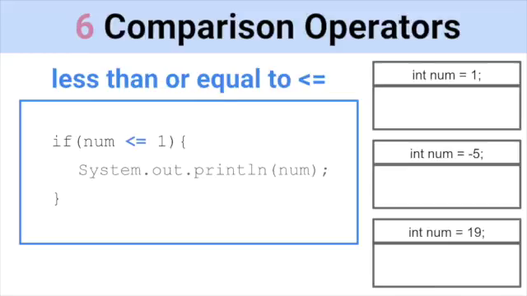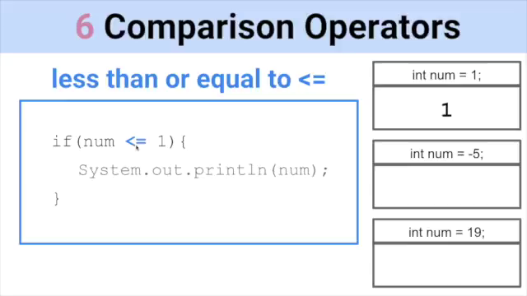Now we have less than or equal to. This is very important that you do the less than sign first and then equal to. If you switch these two around, it's not going to work. So be very, very, very careful. The less than goes first. So less than or equal to. Okay, is 1 less than or equal to 1? Well, it's not less than, but it is equal to. So guess what? It's going to print.